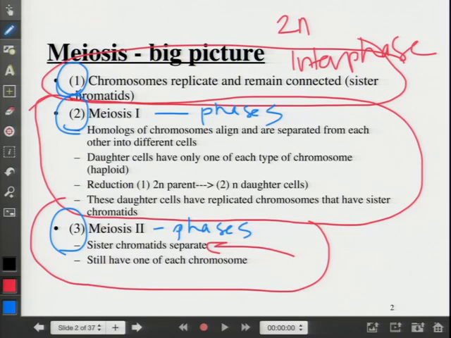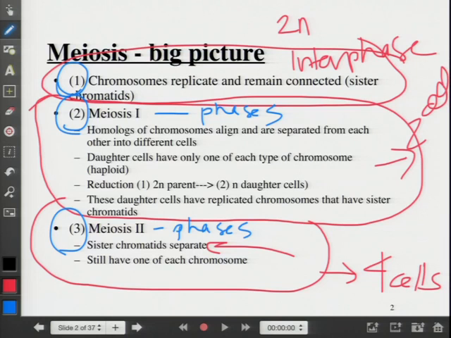Go through all the phases, essentially exactly like mitosis now. Right? We line up, we condense down, we line up, we pull apart, we get to the end, we get our nucleus back, we do a cytokinesis. At the end of meiosis 2, we have 4 cells. At the end of meiosis 1, we have 2 cells.